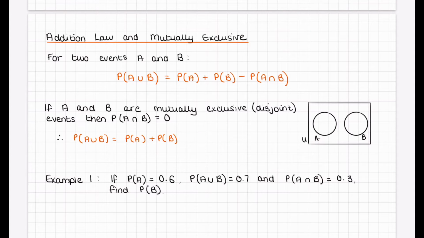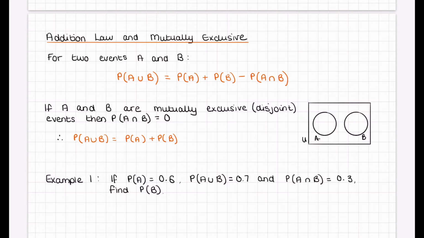We're now going to look at the addition law and mutually exclusive events. So first of all, the addition law. For two events A and B, the probability of A or B, so remember the union symbol, the U means or, equals the probability of A plus the probability of B minus the probability of A and B. Now, and is the ∩ symbol, which also means intersection.